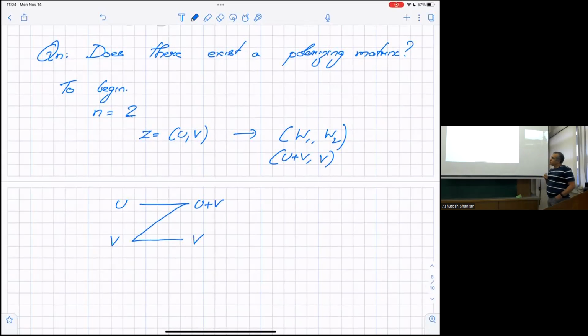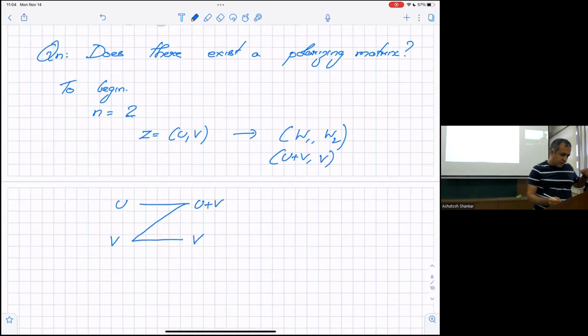And I want to say this is a bit polarized. Why do I want to say this? U and V were independent bits. No longer are U plus V and V independent bits. They've sort of got correlated with each other. But I want to say U plus V is more random than UV.